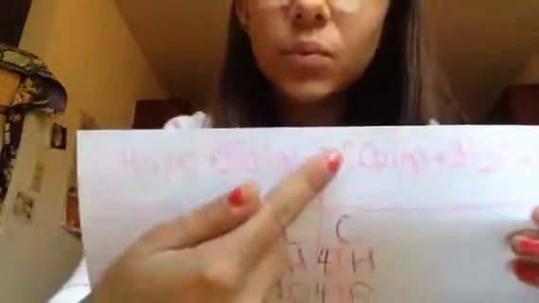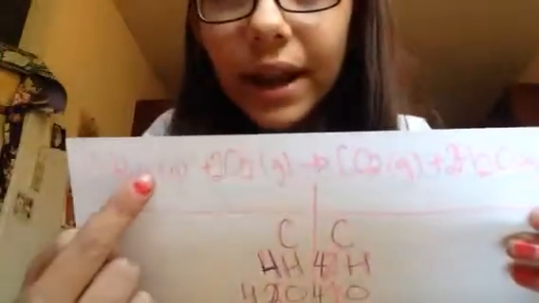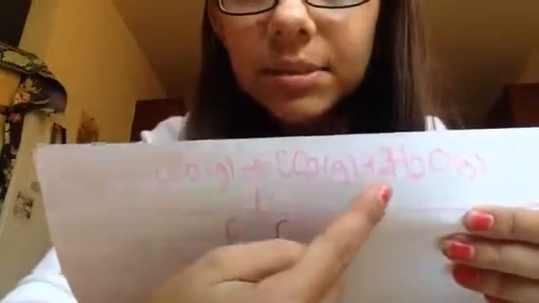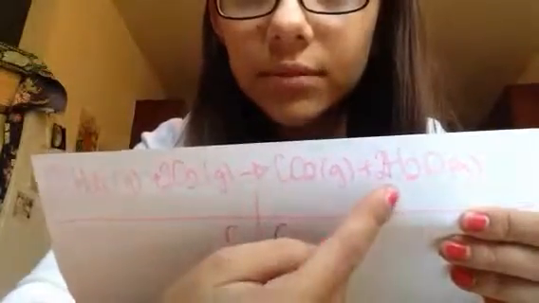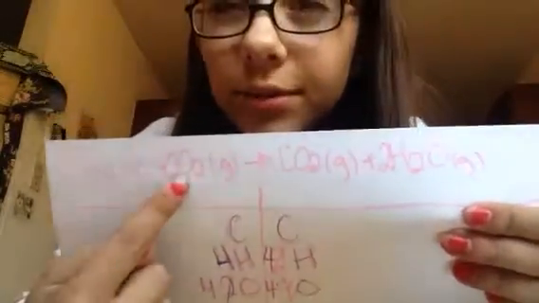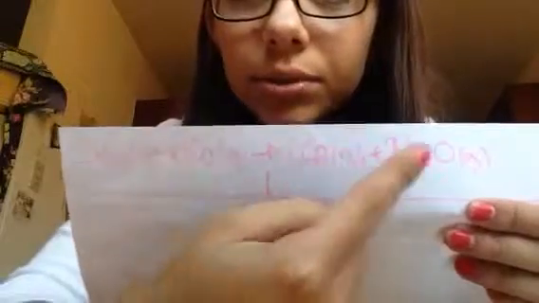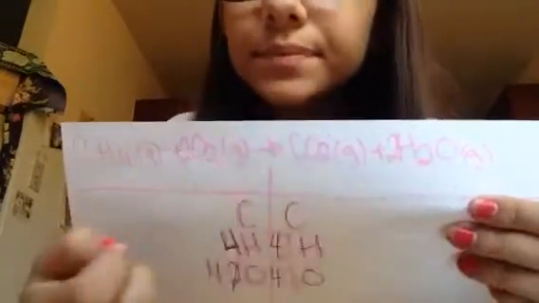Okay, so let's go through this. 1C, 1C. 4H, 4H, because 2, 4. 4 O's, O2, 4. 4 O's. Yes. So that's how you do that.